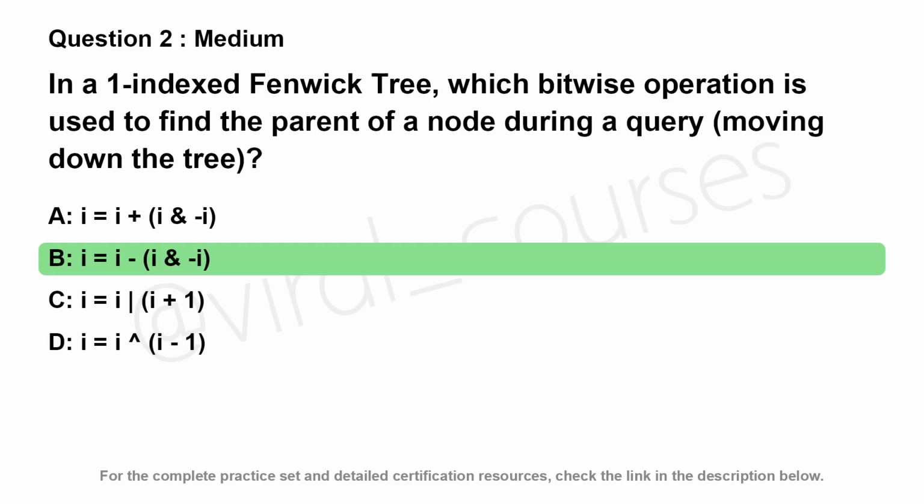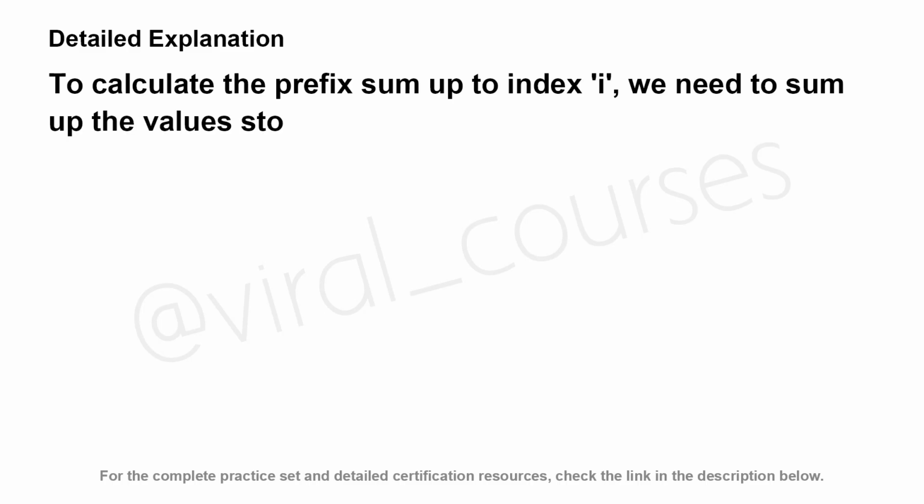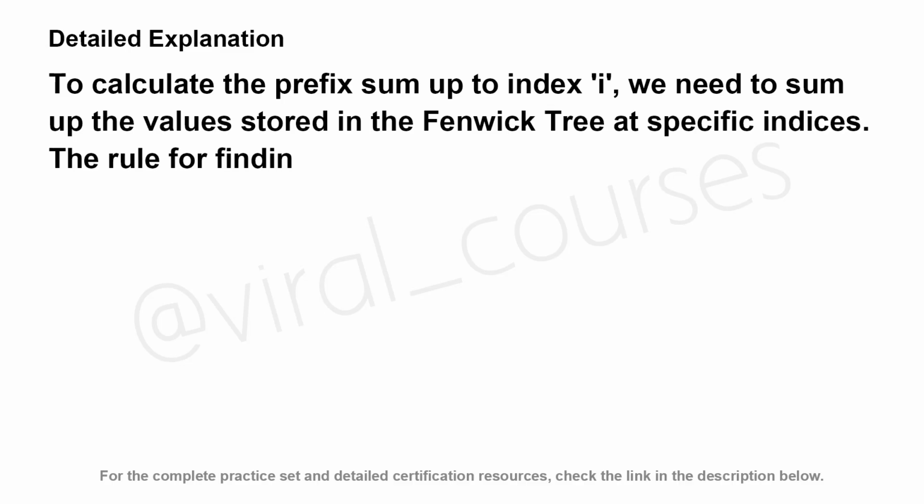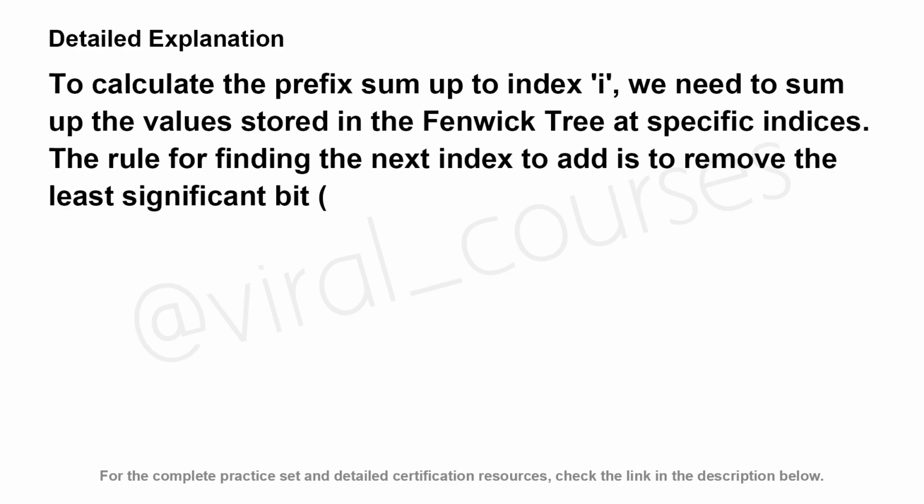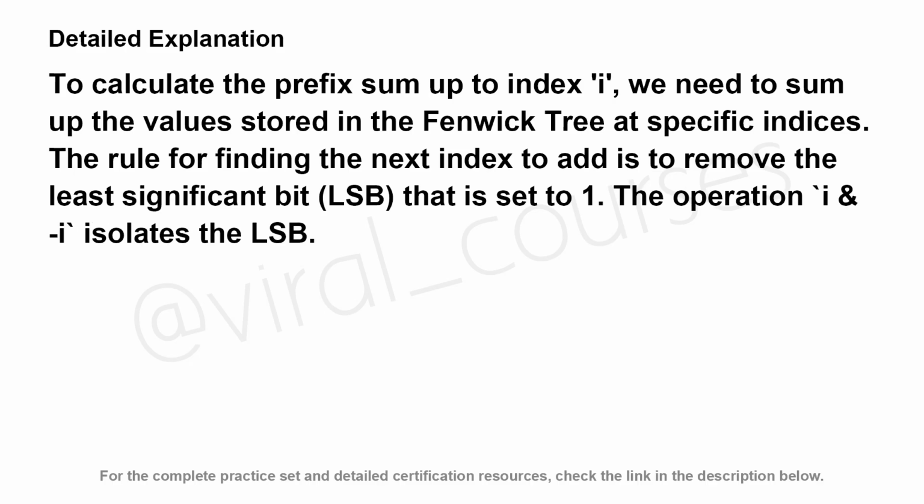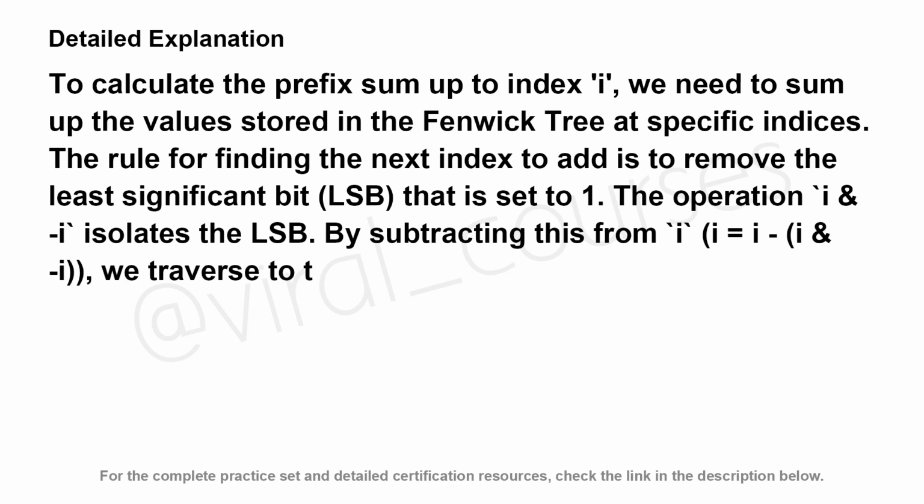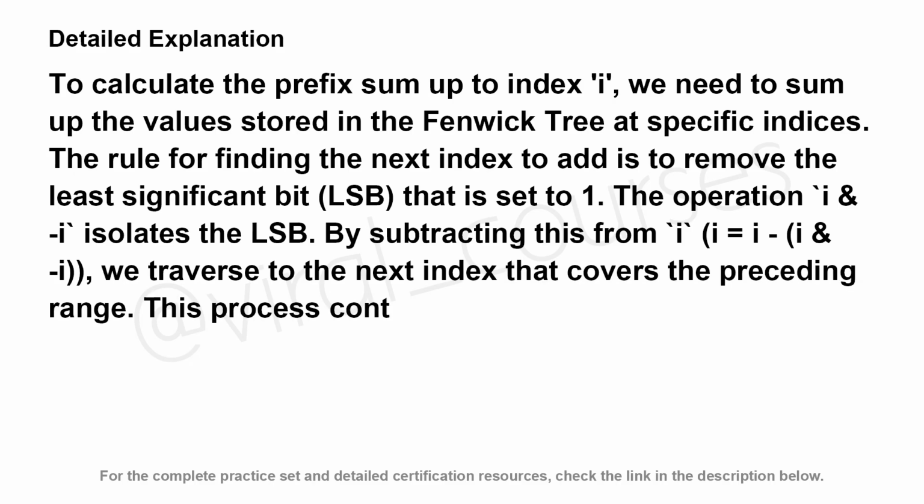The correct answer is B. To calculate the prefix sum up to index i, we need to sum up the values stored in the Fenwick tree at specific indices. The rule for finding the next index to add is to remove the least significant bit, LSB, that is set to 1. The operation i & -i isolates the LSB. By subtracting this from i, with i = i - (i & -i), we traverse to the next index that covers the preceding range. This process continues until i becomes 0.